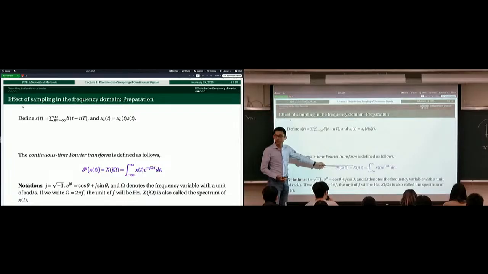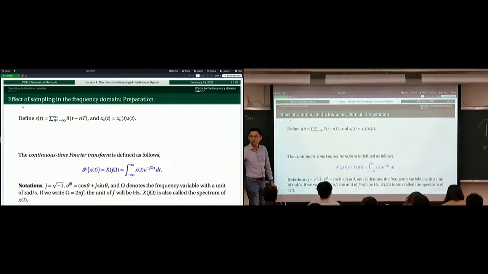Is that clear? In this course, we use lowercase letters for time domain signals, and uppercase for frequency domain. Small x for time, big X for frequency. And we also use big omega for the frequency variable.